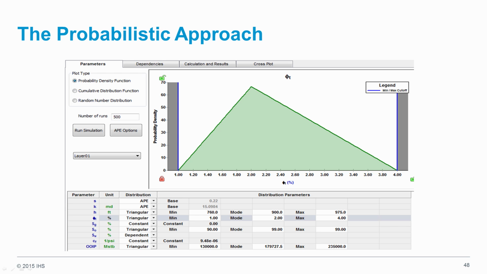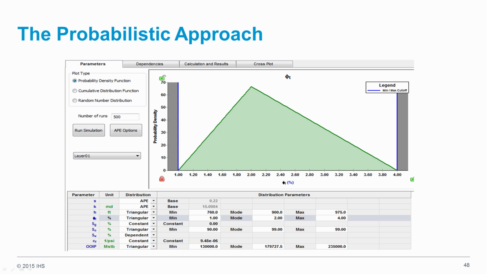The procedure is very similar. We assign uncertainty to some of the parameters, and then some of them are listed as APE, which stands for Automatic Parameter Estimation, which is how we are controlling this regression analysis. So while the skin and the permeability are being recalculated each run, these other parameters, our net pay, our porosity, our oil saturation, the volume of our reservoir, they are being randomly sampled.